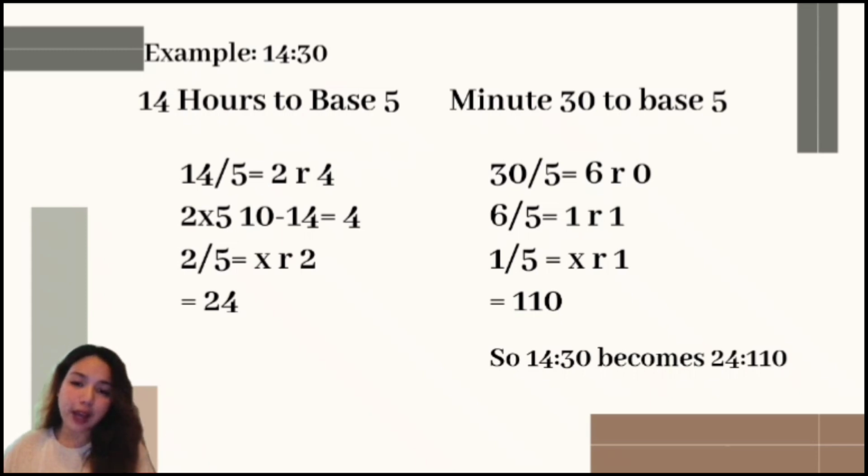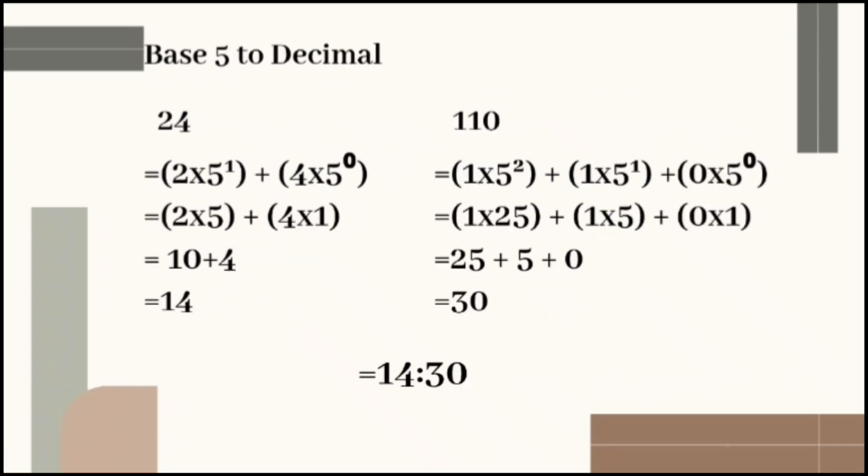Next is 1 divided by 5. We all know that we can't divide it anymore, so we will use the number 1 as the remainder again, and we will have to read all the remainders upward. So it will be 1, 1, 0. So all in all, 1430 becomes 24 hours and 110 minutes in base 5 clock system.